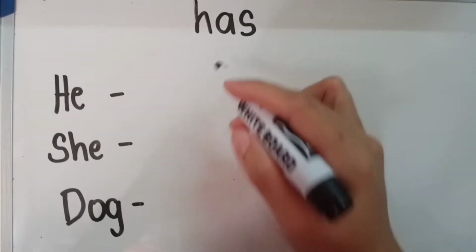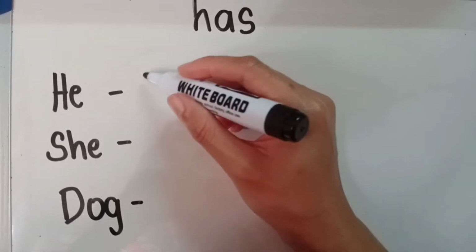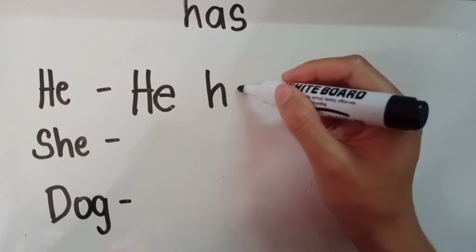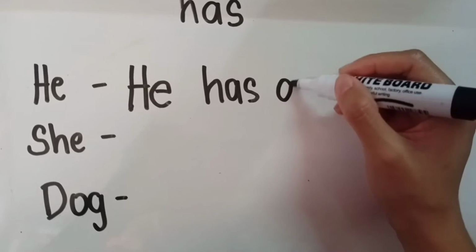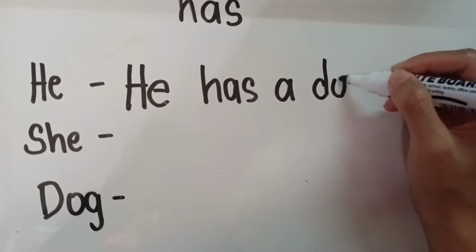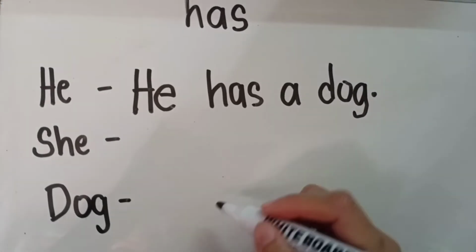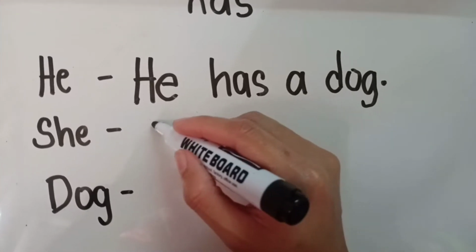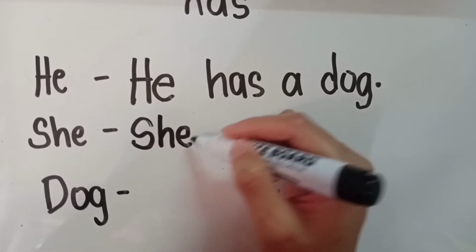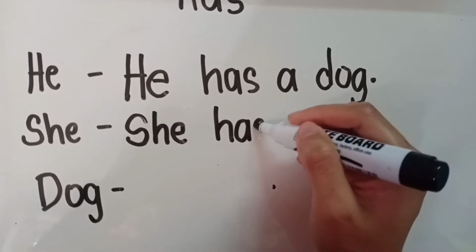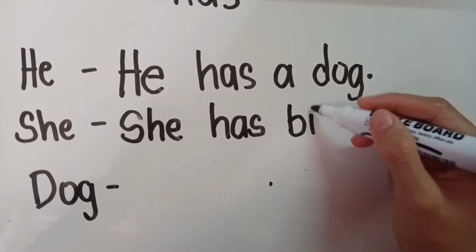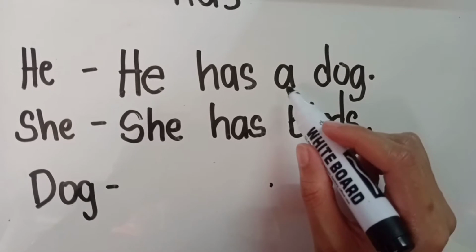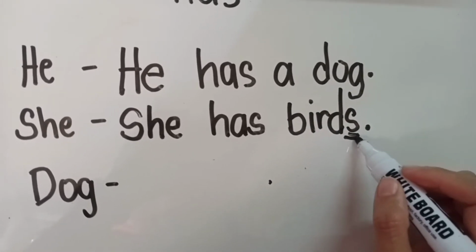So now we are here in our sentence using has. We have he as our subject pronoun. For example, we are going to make a sentence. He has a dog. It means to say only one dog. Okay? So now we have she. She has birds. So I didn't use the a, because it's birds. We have s, it means to say it's many.